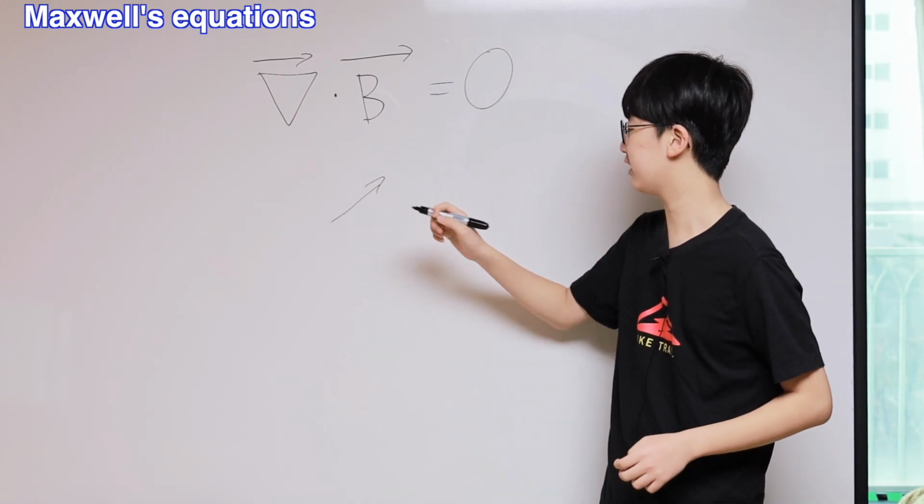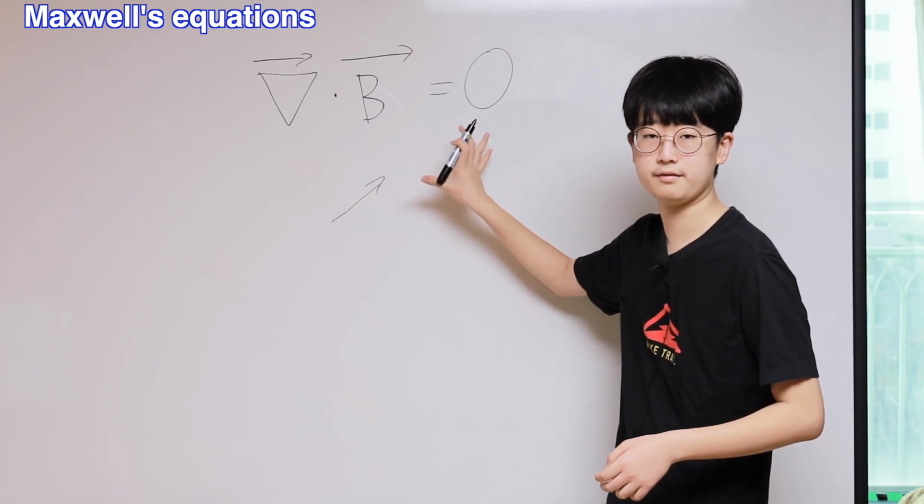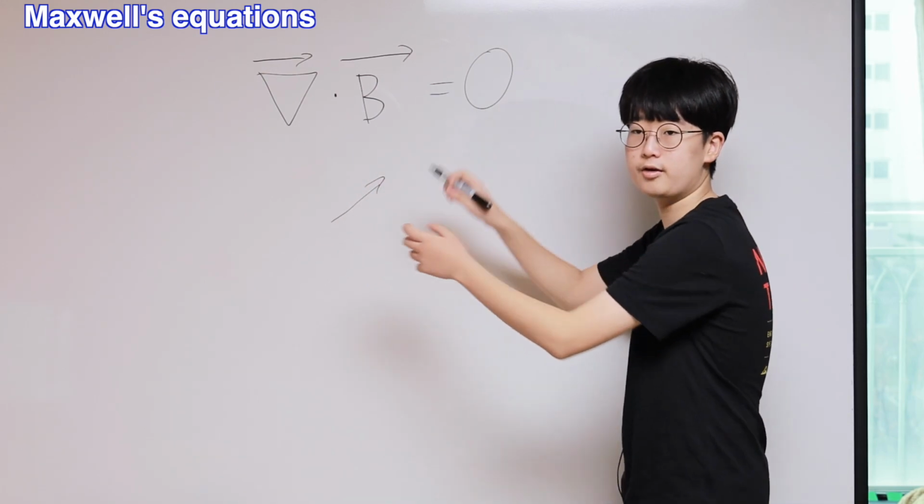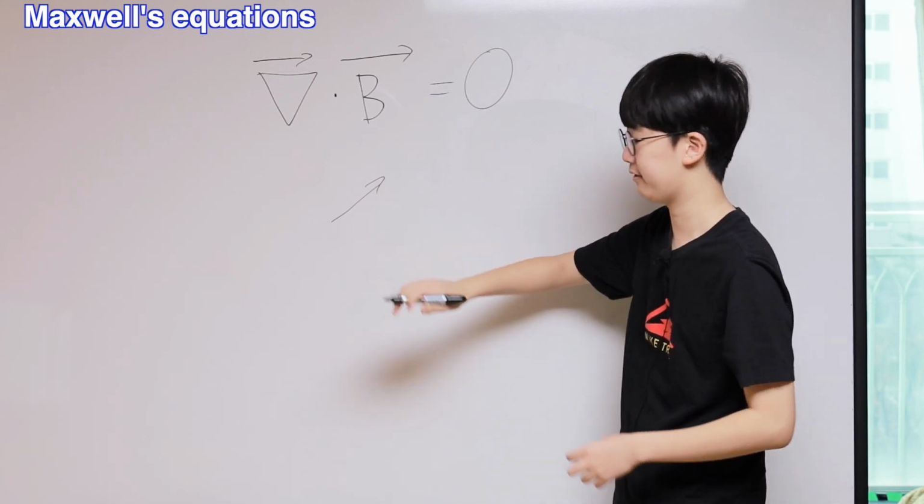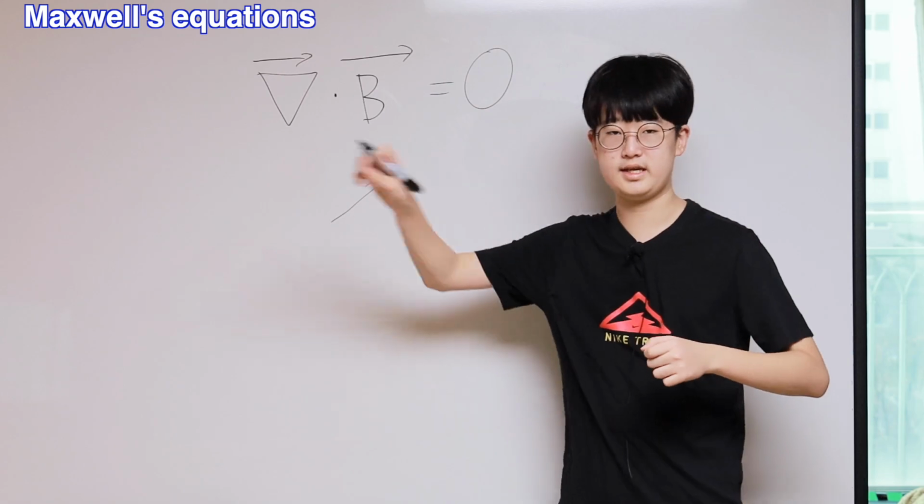If this vector is showing us the strength of the force, it would be the length of the vector, the length of the arrow, and where the arrow is heading would be where the force is heading to.